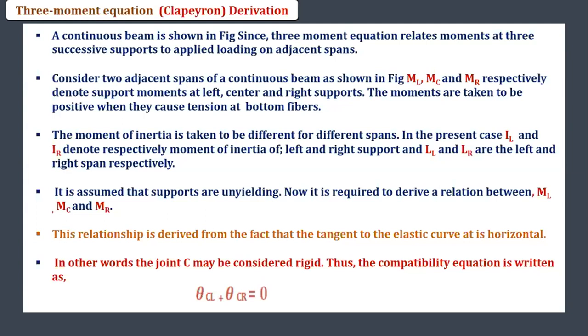Theta CL plus theta CR equal to 0. Before going to the derivation, we should know the explanation of each individual term: ML, MC, MR, IL, IR. Now we will take theta CL plus theta CR equal to 0.